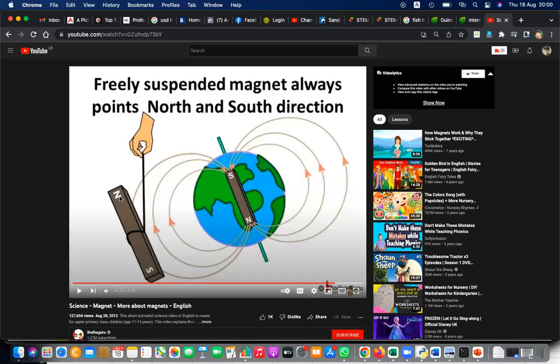The magnet directs north and south, so the magnet inside aligns north-south, and the magnet outside aligns in the north-south direction as well. Therefore, it is actually showing the geographical north and south.